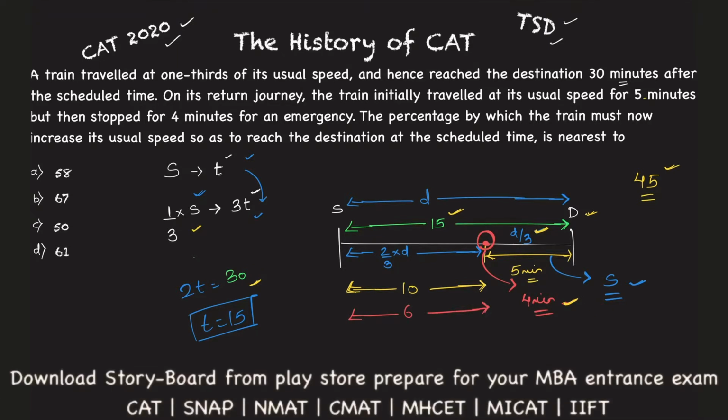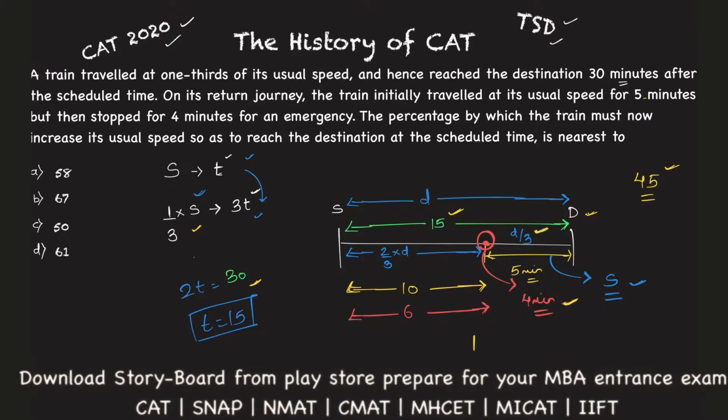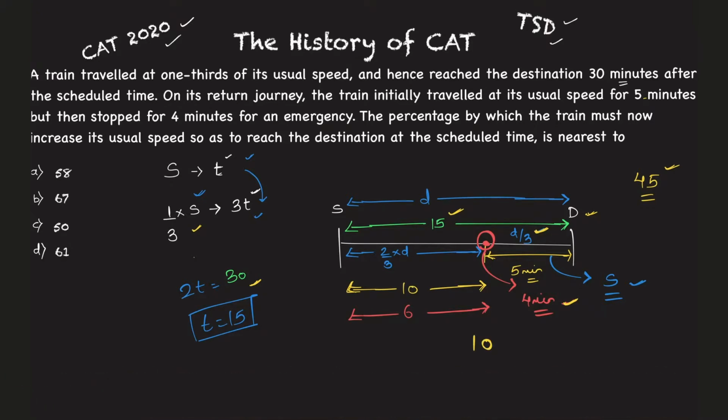So what the train was earlier supposed to cover in 10 minutes, now the train has to cover it in 6 minutes. Okay, so what you can say? The time has reduced from 10 to 6. So the speed has to be increased by what? So initially the speed was s. Now the speed has to be what? It has to be 10 by 6 of the s, which is your earlier speed. So if the earlier speed was s, now it has to be this.